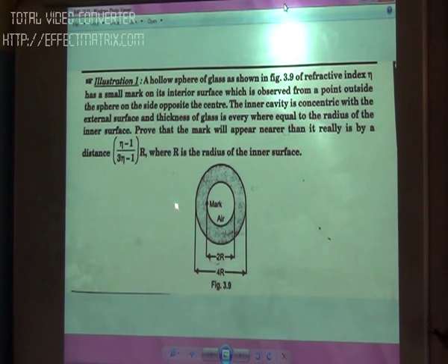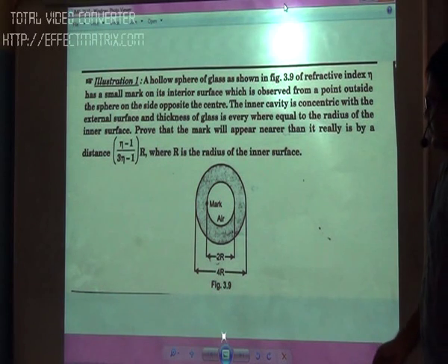The external surface is what? A spherical surface. It has its center here, and the inner cavity also has the same center or a different center? Same center. That's why they are saying concentric. Okay, clear. The thickness of glass is everywhere equal to the radius of the inner surface. I just concluded that the thickness is r. Prove that the mark will appear nearer than it really is by a distance (neta minus 1) upon (3 neta minus 1) times r, where r is the radius of the inner surface.